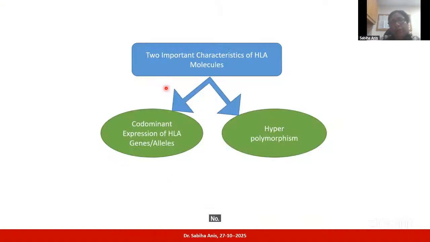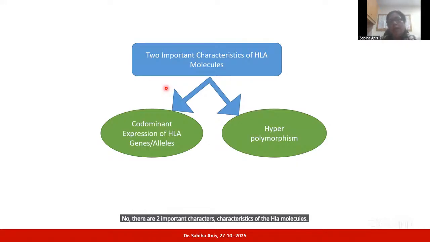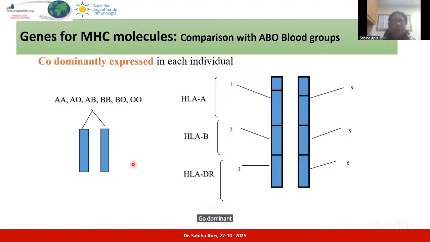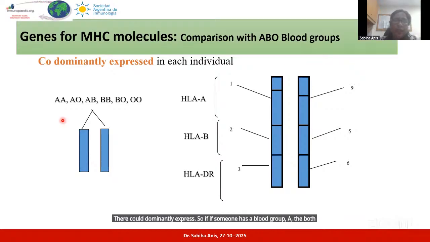Now, there are two important characteristics of the HLA molecules. One is that they are codominant, and the other is hyperpolymorphism. So let's see what it means. Codominant, as you know, as with the blood group, the alleles of the blood groups are codominantly expressed. So if someone has blood group A, both of the alleles are A, and someone who has the A and B alleles, it will be expressed as A and B.